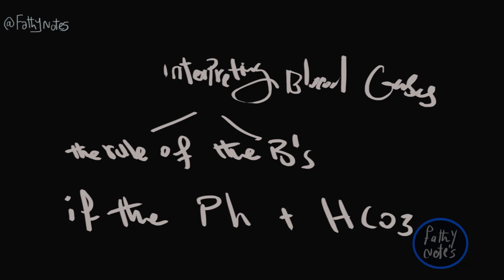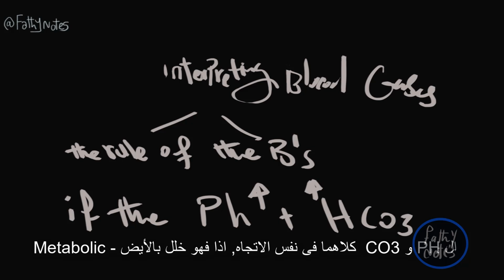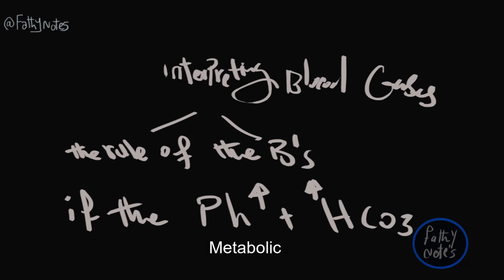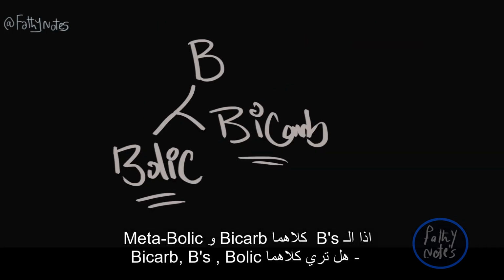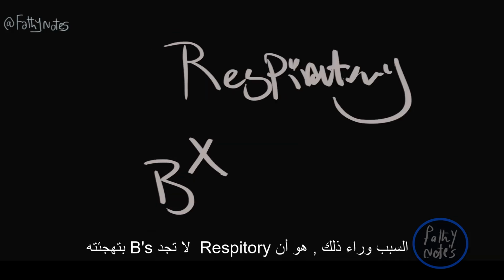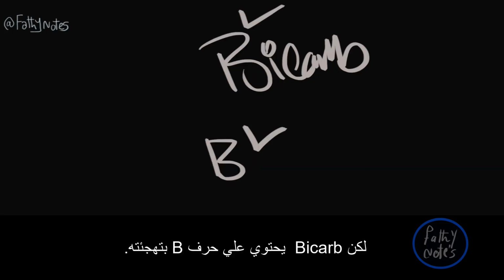Okay, so if the pH and the bicarb, if the pH and the bicarb are both in the same direction, then it's metabolic. So the B's are bicarb, both bolic. Do you see those, bicarb, both bolic? The reason why this works is respiratory does not have a letter B in it. Bicarb has the B in it.